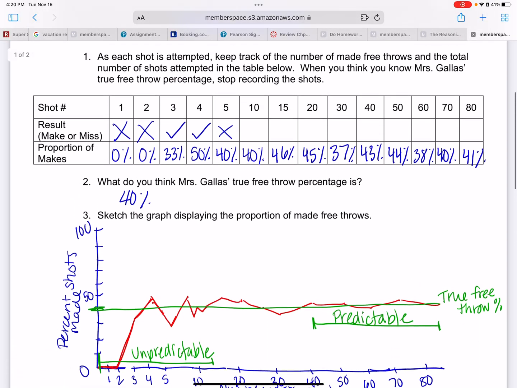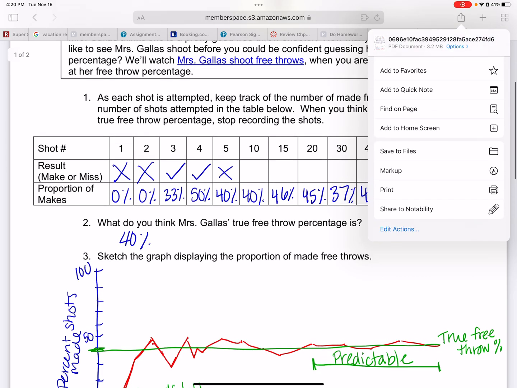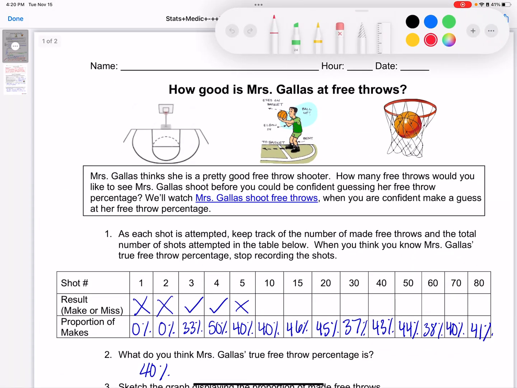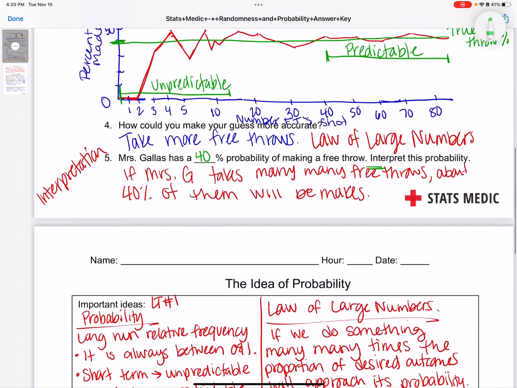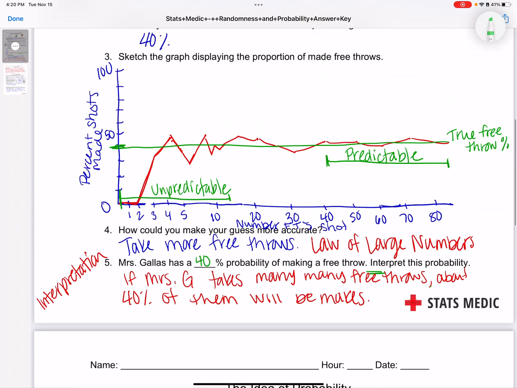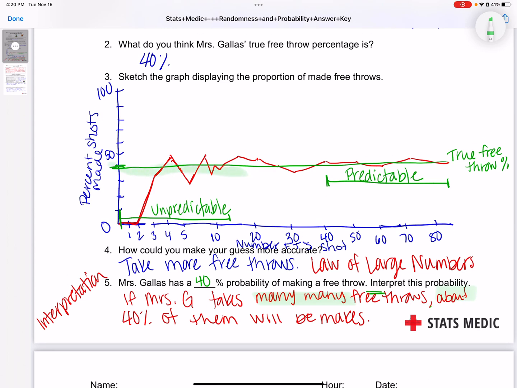Now, please make sure that you have all of these particular things that are important. For this one, you will be interpreting probability on your AP test and on my test, but many, many, or lots of free throws, and then about. Because when you look up here, it's only exactly at 40% right here on that green line. But you can see most of the time it's not exactly 40%. It's somewhere a little bit above or a little bit below.